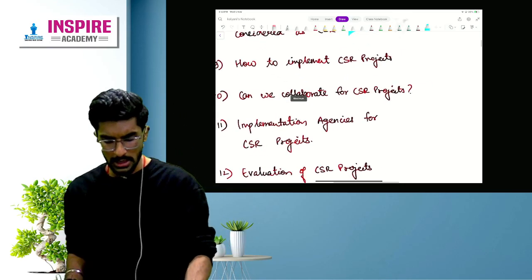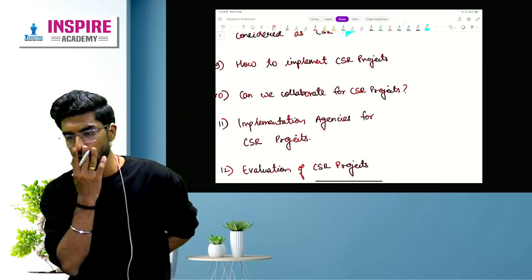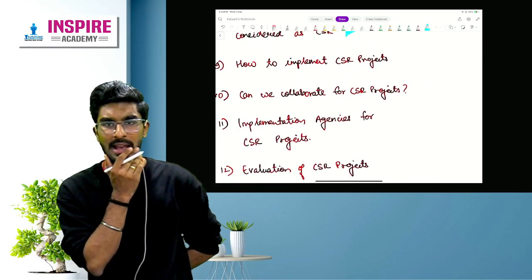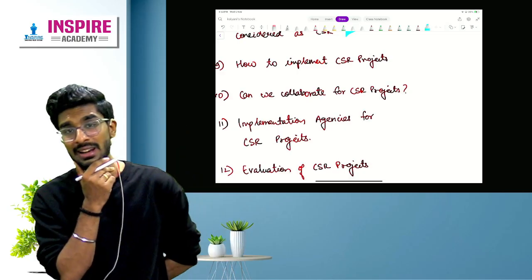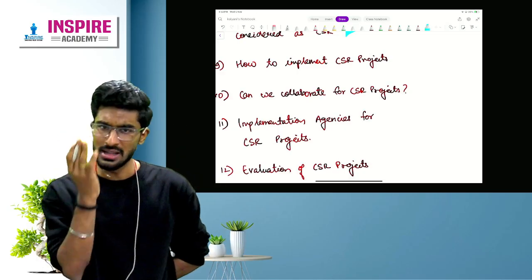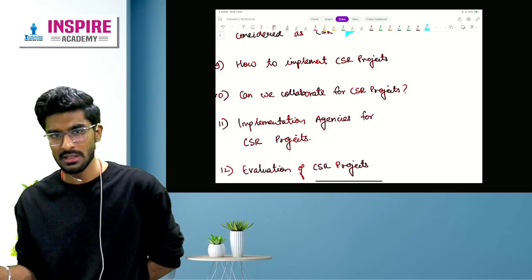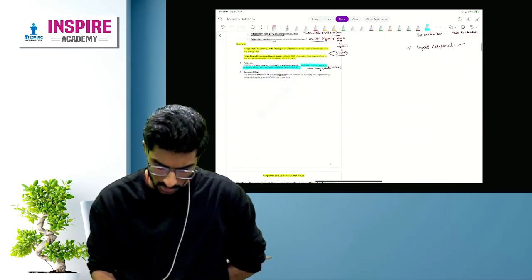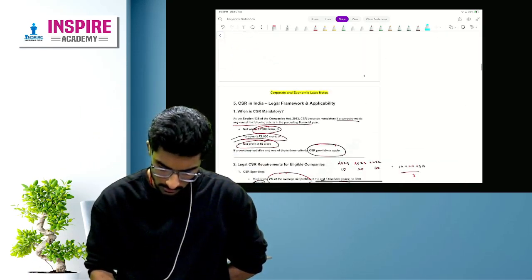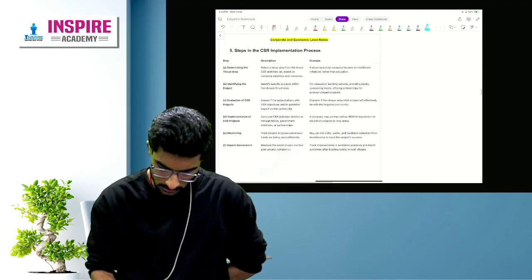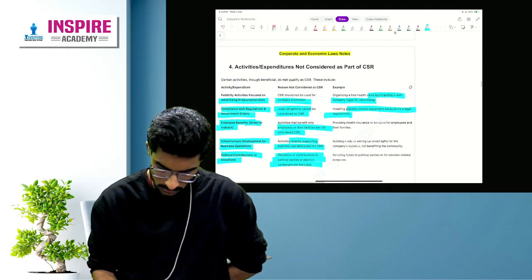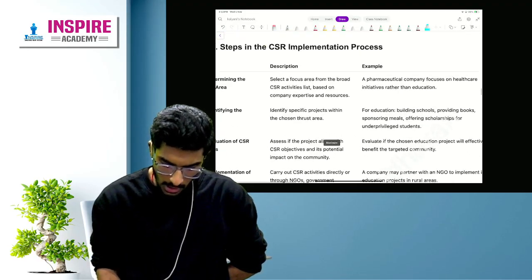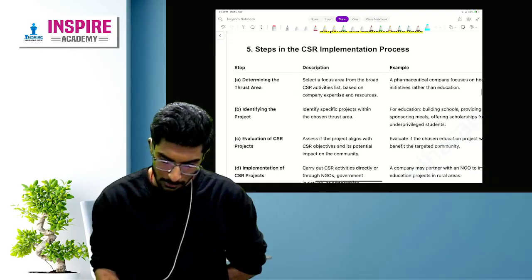Now people are going to understand. Now that I want to incur 40 lakhs as CSR expenditure, how do I incur this expenditure? Let's understand. Is there any implementing agency in the process? Can we take anyone's help or not? So, how do we implement CSR?